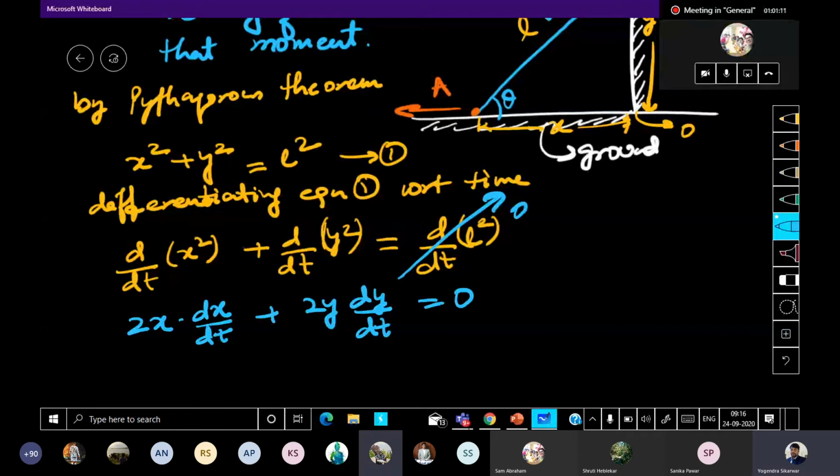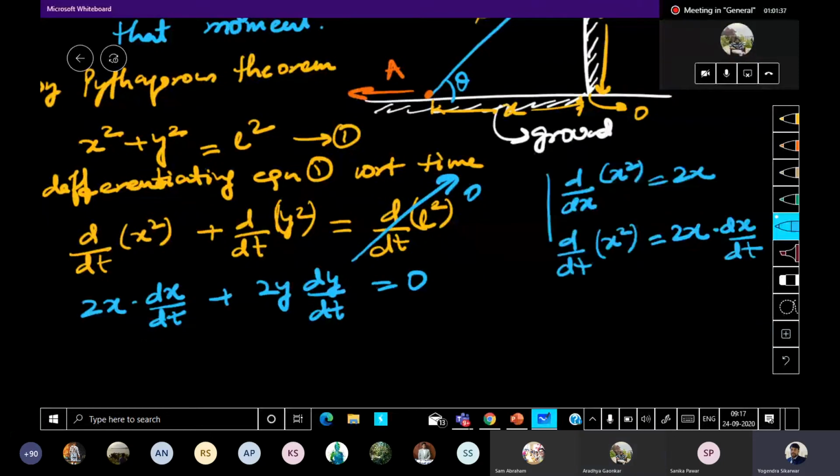Can you please explain again how is d by dt of x square? d by dx of x square is how much? 2x. But here it is d by dt of x square. So you need to differentiate x square, which will be 2x. After that you need to differentiate x with respect to time, because dx by dx could have been 1. Understood, sir.